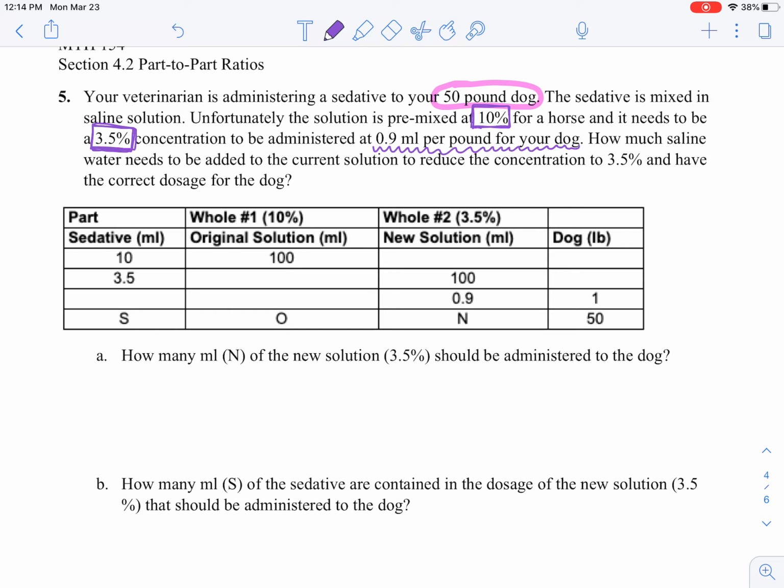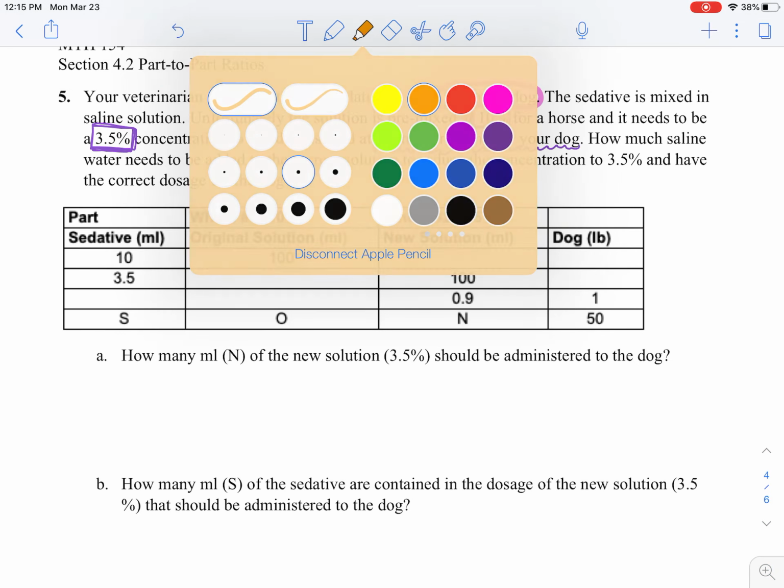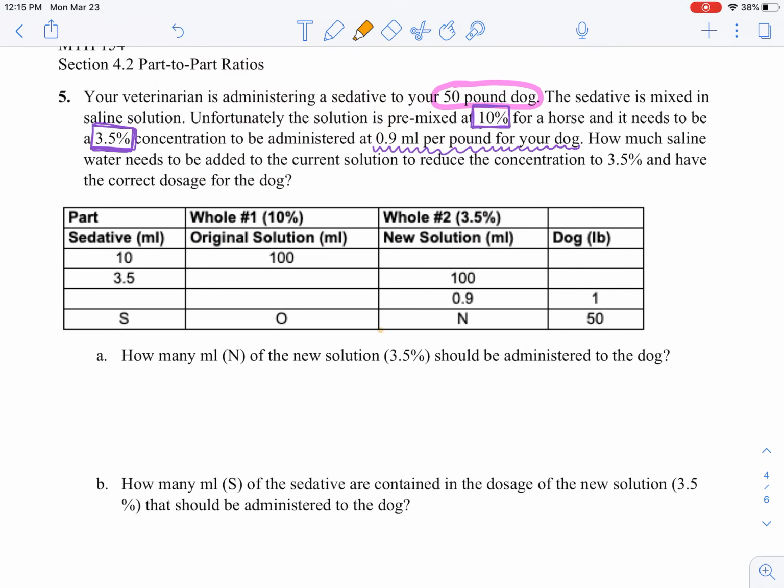How many milliliter? And you see they use the letter N. What they are saying is they want you to find N in this table. So notice N is right here, right? And look at what I'm doing, okay? I am boxing 3 other boxes around my N.